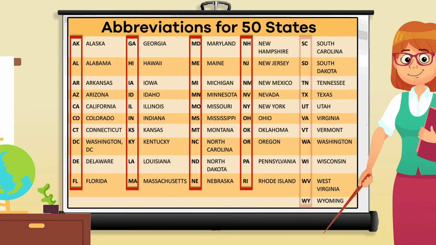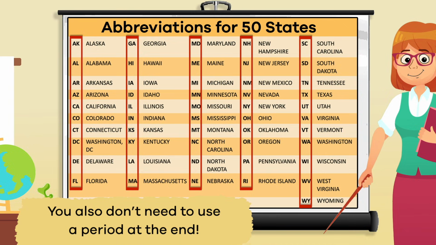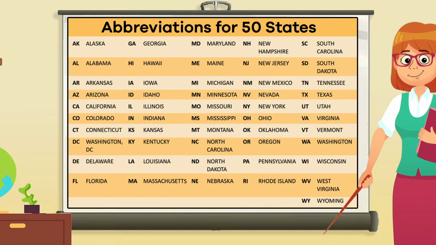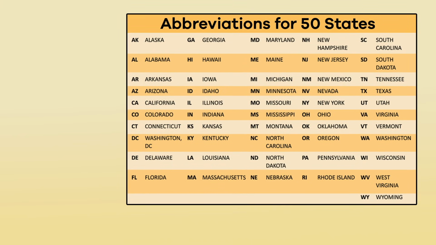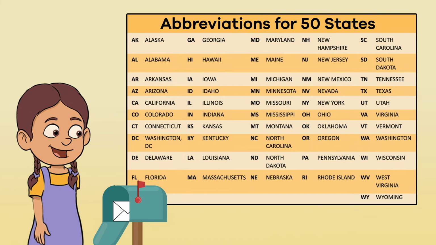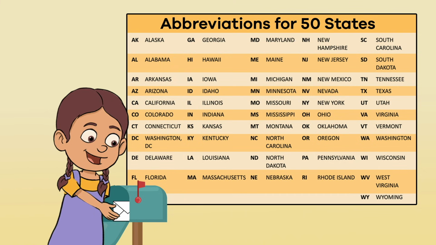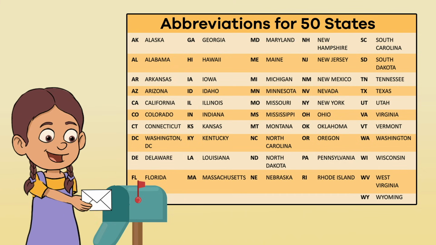Notice how both letters are always capitalized? You also don't need to use a period at the end. The United States Post Office uses these abbreviations for mail. So, the next time you get the mail, you can look on the envelope and see if you can spot the abbreviation for your state.